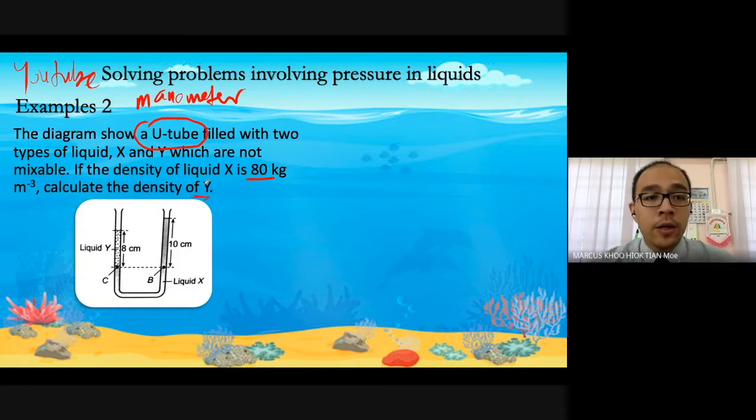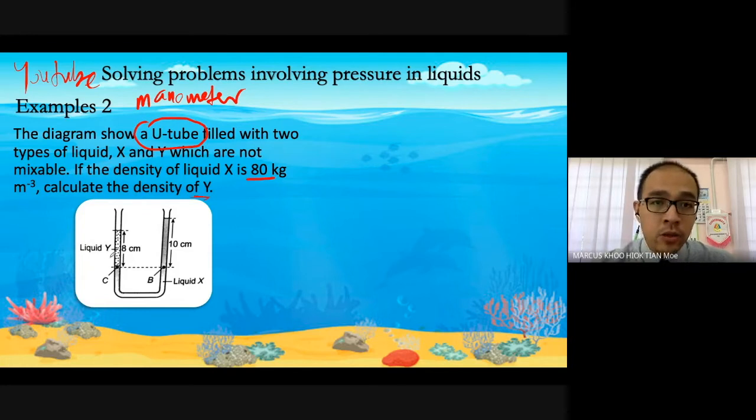Now, when we fill the U-tube with the two liquids, of course they don't mix. And then we find that this liquid X seems to push more compared to liquid Y. Notice there's a difference over here. This X liquid looks like it's pushing.